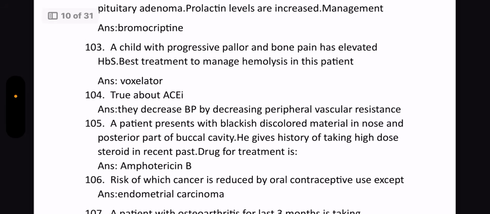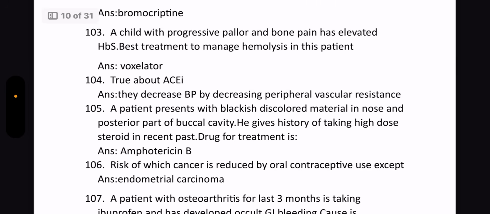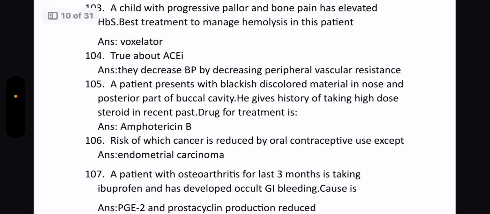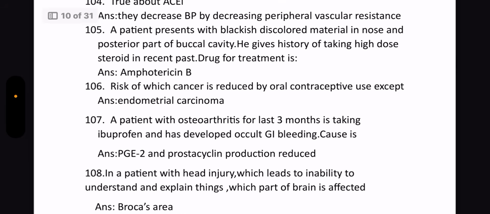Next, true about ACE inhibitors: they decrease BP by decreasing the peripheral vascular resistance. Next, a patient presents with blackish colored material in the nose and posterior part of the buccal cavity. He also gives a history of taking high dose steroid in the past. Drug of treatment is amphotericin B.